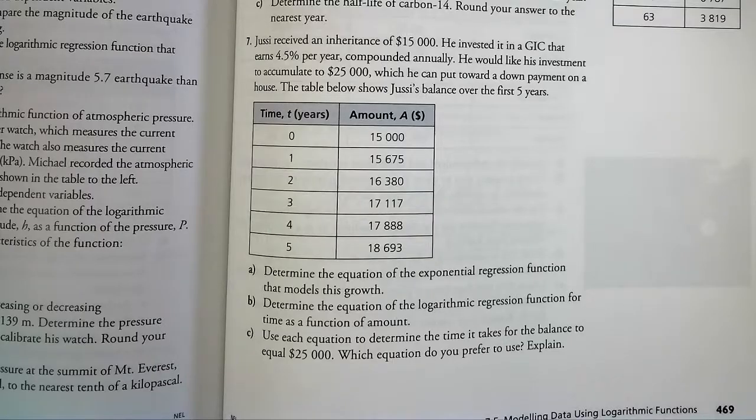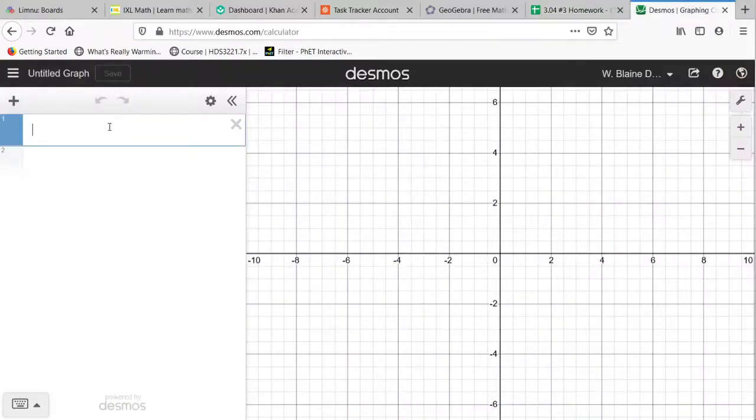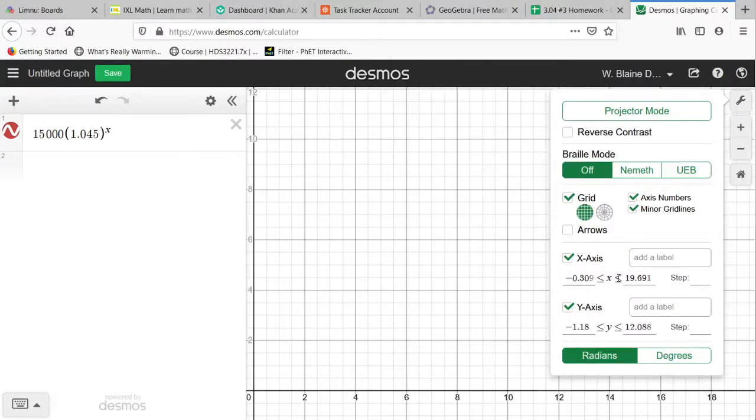Now, we're going to skip to part C. Yeah, part C here, use each equation to determine what time it takes for the balance to equal 25,000. So part C, we have to look for that intersection. We can do that on Desmos. We have 15,000 times 1.045 to the x. And we're going to change our x and y to be the same.